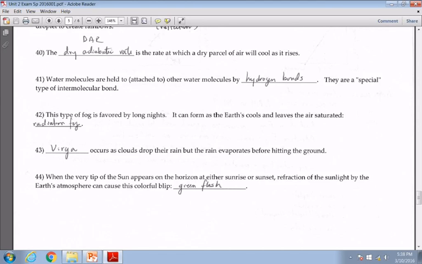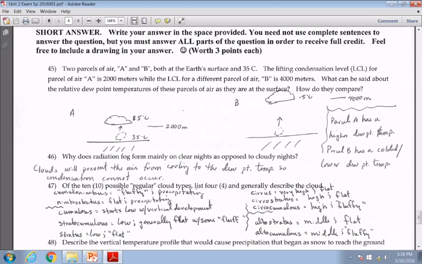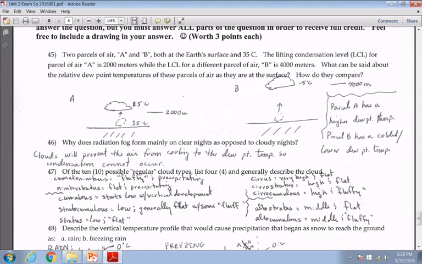Question 44, I was after green flash. I was thinking of Pirates of the Caribbean. I bet they've got some green flashes. It's basically that colorful blip as the sun is setting, or it can happen as the sun is rising too.